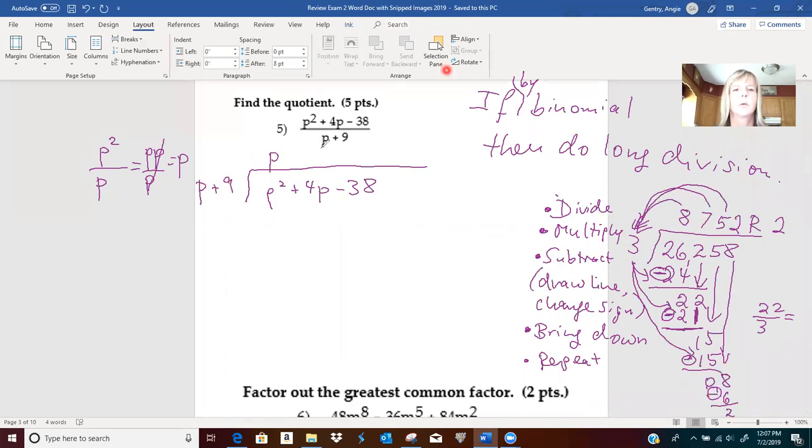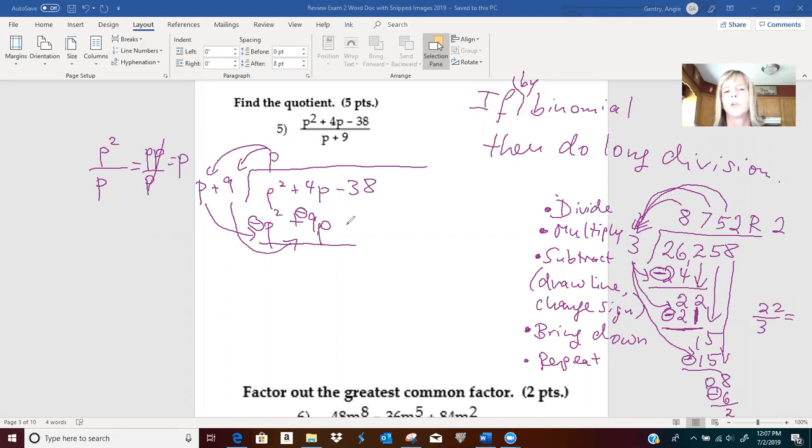So let me show you how that works. P times p is p squared, and p times 9 is 9p, and it's positive. And then you draw your line and change each sign. So this was a plus, now it's a minus.